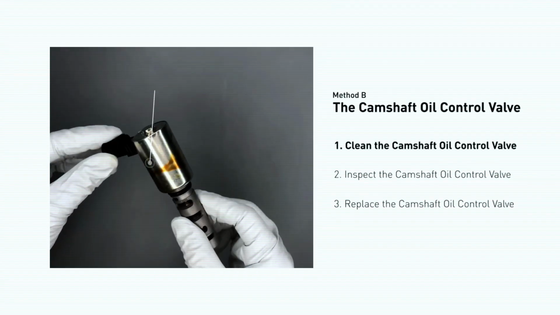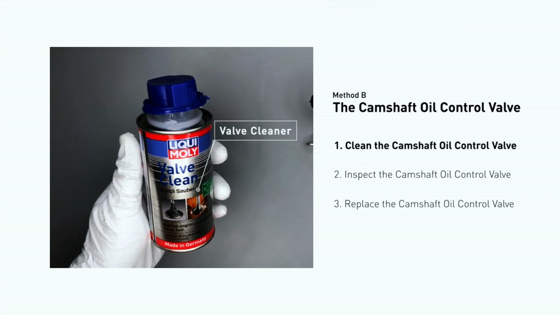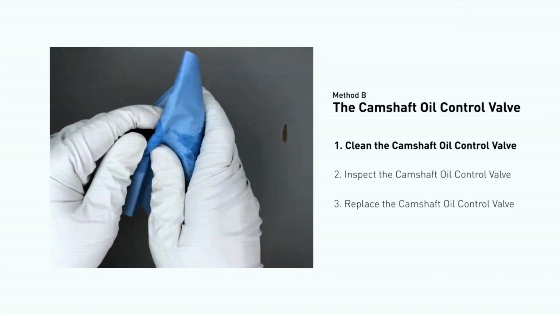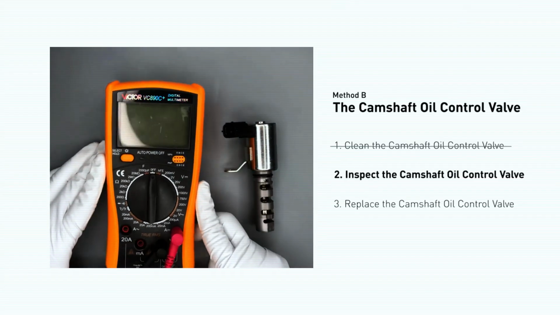Method B, the camshaft oil control valve. First, carefully remove the camshaft oil control valve from the engine. Use a valve cleaner to clean the camshaft oil control valve. Then, use a multimeter to proceed with a test on the camshaft oil control valve.